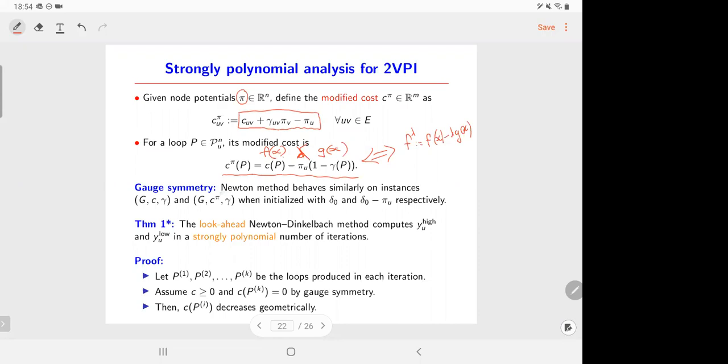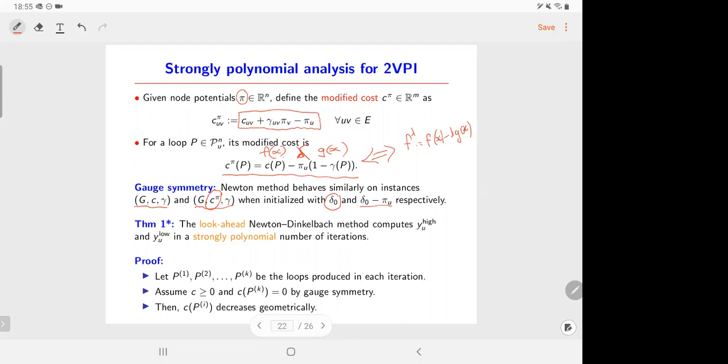In particular, it means that if you run Newton's method on the original instance, initialized with delta naught, the behavior is the same as if you run Newton's method with the cost replaced by the reduced cost and the initialization replaced by this. So this is sort of like a gauge symmetry that we will crucially use to argue strongly polynomial convergence. So with that in hand, let us now try to prove theorem 1.